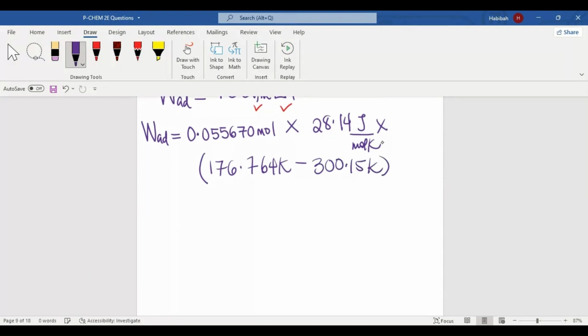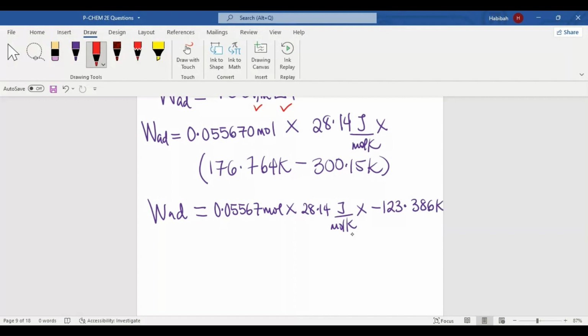300.15 kelvins. So of course, W adiabatic would just simply be 0.05567 mole times 28.14 joule per mole Kelvin times negative 123.386 kelvins. So of course you cancel out the kelvins, cancel out the mole. So W adiabatic is going to be 0.05567 times 28.14 times negative 123.386.